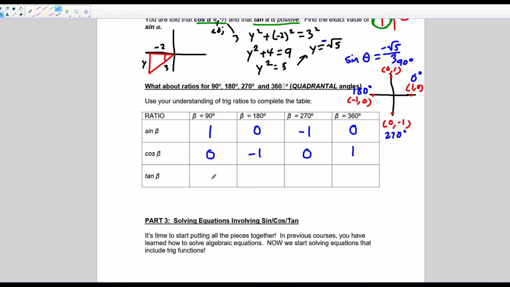If we're looking at tangent of beta, remember tangent of beta is y over x. So let's clean that up, y over x. At 90 degrees, we are going y, which is 1, over x, which is 0. So 1 over 0 is undefined. At 180, we have 0 divided by -1, which is 0. At 270, once again, we have -1 over 0, which is undefined. And finally, at 360, we have 0 divided by 1, which is 0.